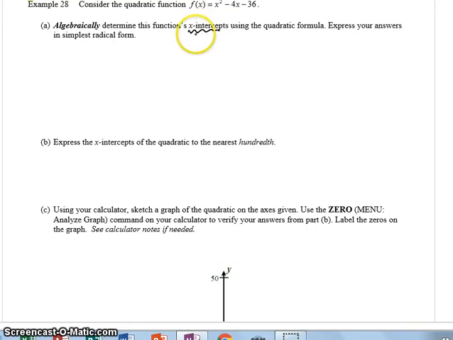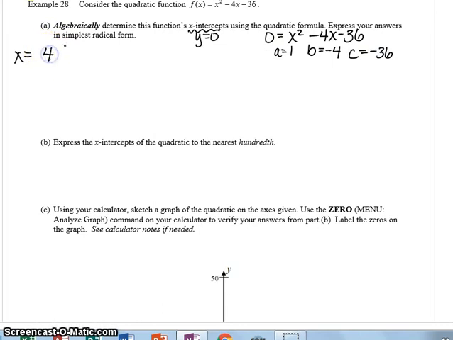Okay, so x-intercepts are when you let y equal 0. So that just means 0 is equal to x squared minus 4x minus 36. Because we have to use the quadratic formula, your a is 1, your b is negative 4, and your c is negative 36. X is equal to the opposite of b, so positive 4, plus or minus the square root of b squared, use parentheses around that negative number, minus 4 times my a times my c, all over 2 times a.